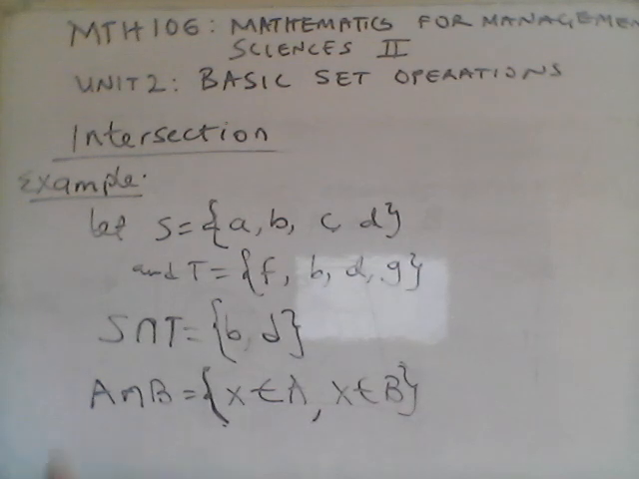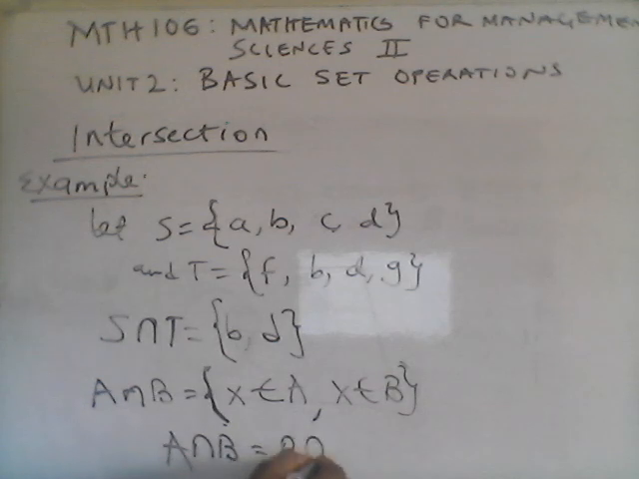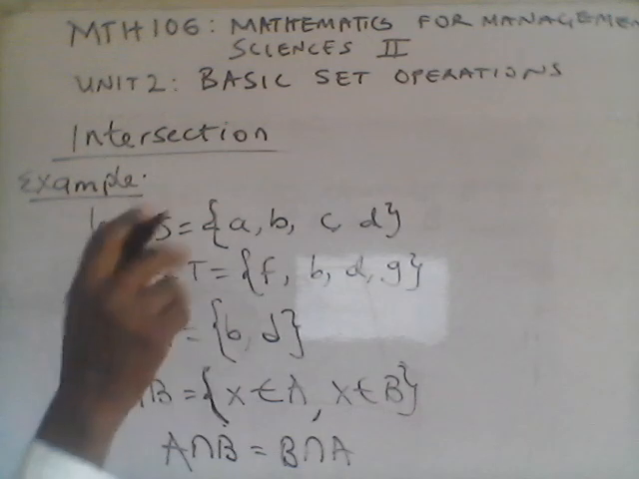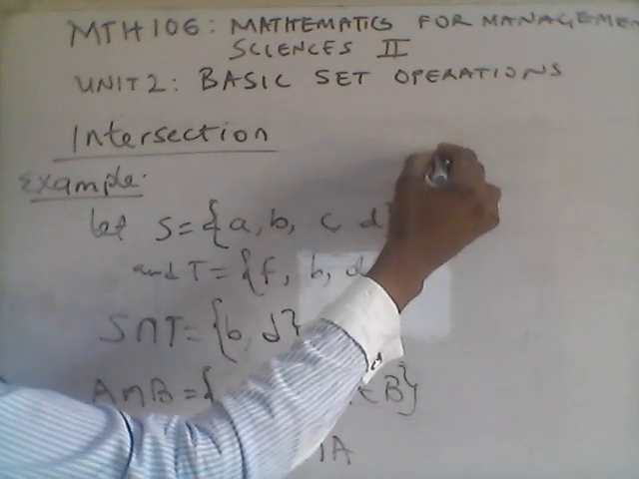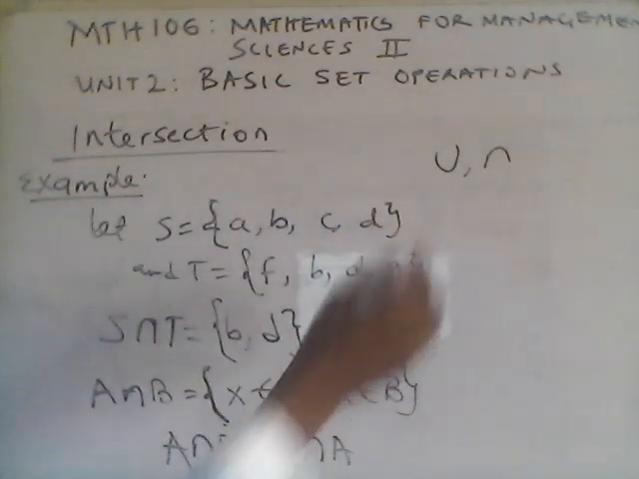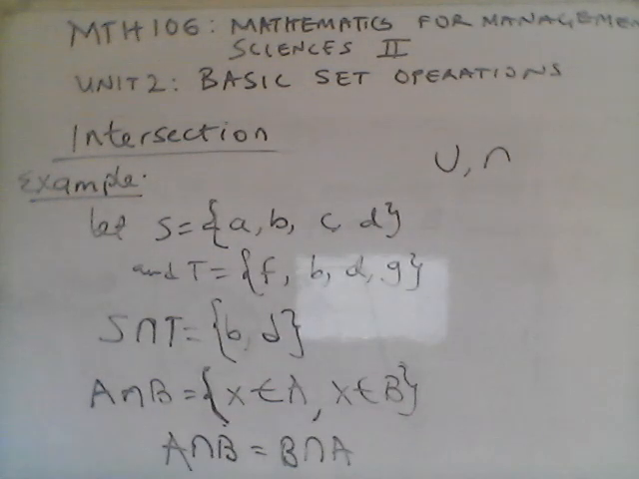Okay, so it follows directly from the definition of intersection of two sets that A intersect B is the same thing as B intersect A. So again, intersection is commutative. So two commutative operations have come. Union and intersection are both commutative. That means I can swap the position of the sets both ways. Okay, so we'll go on to difference.